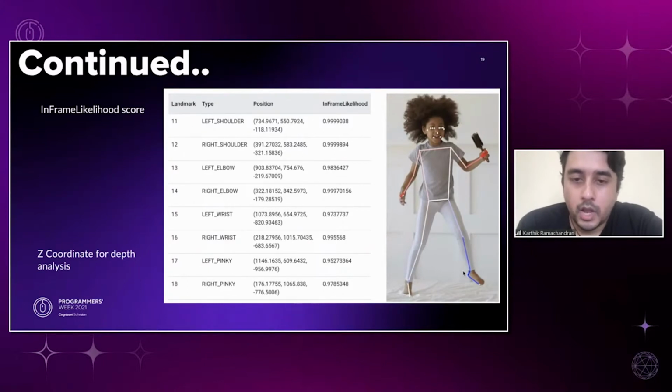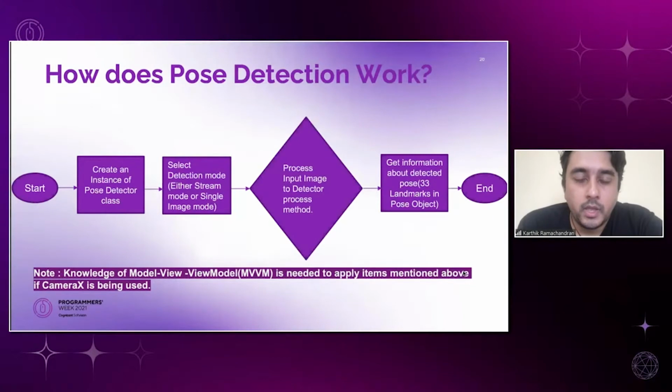So I have worked on this pose detection API, but to understand what is there in the documentation, I've summarized it in the form of a flow chart. If you can see, before you start working, you have to add dependencies for the pose detector API, then you create an instance of the pose detector class, and then you have to select either stream mode or single mode. Single mode is single image mode.